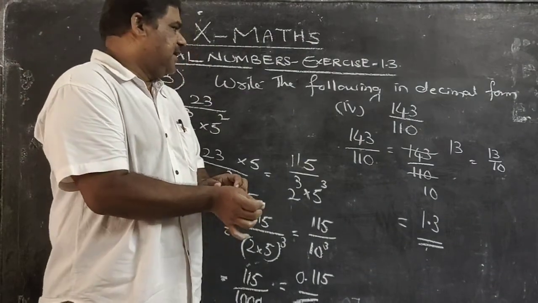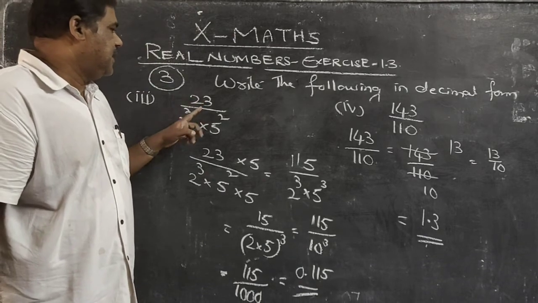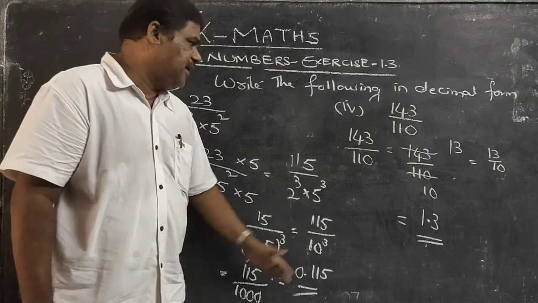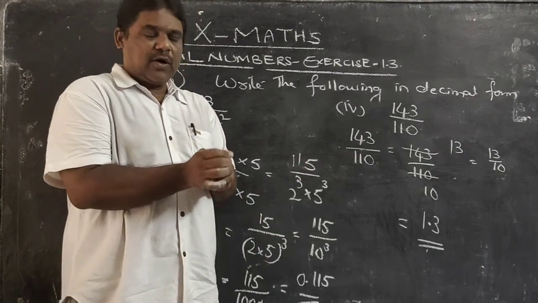So like this we can write the decimal form. One is by dividing the numerator by the denominator, the other is by making the denominator a multiple of 10. So these are the two methods to write in decimal form. So tomorrow we will continue.